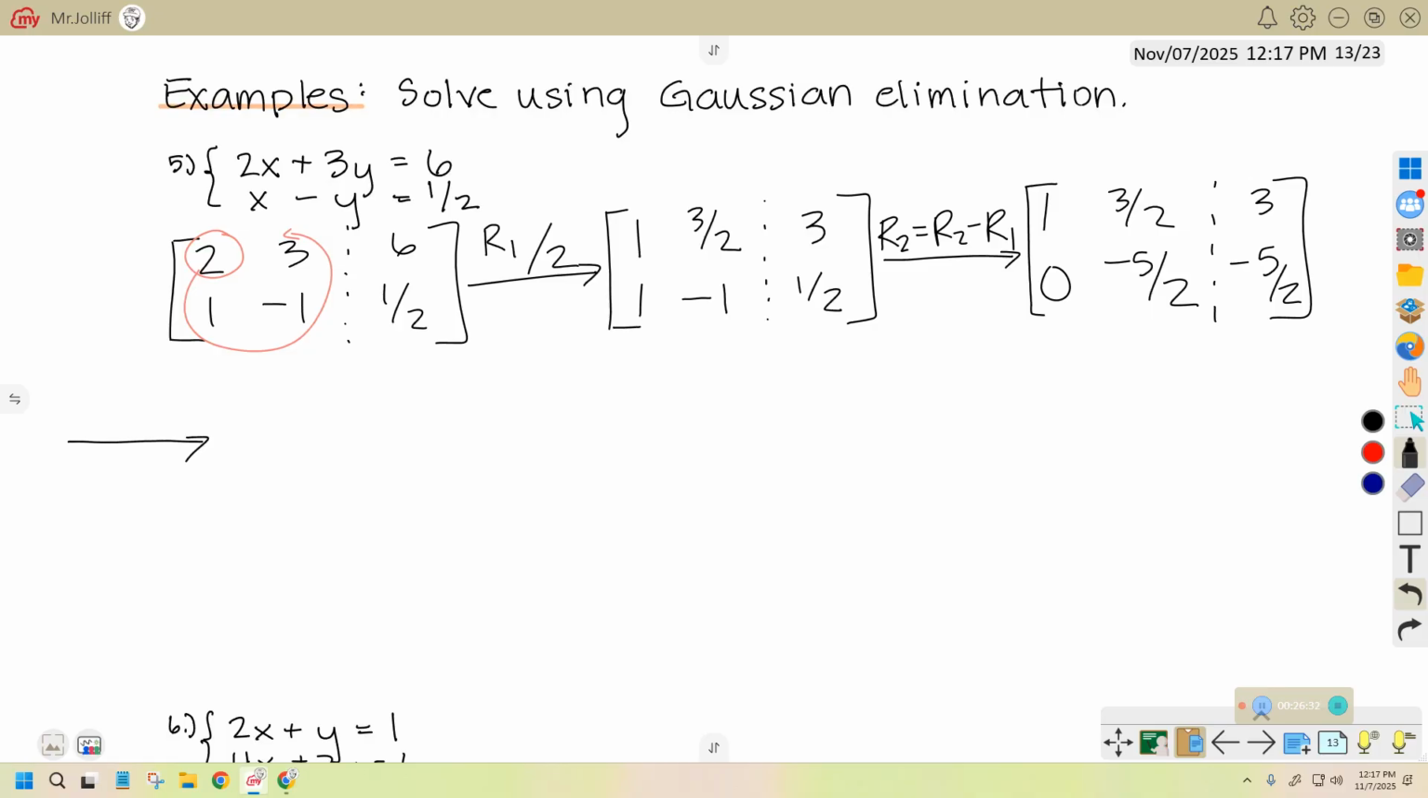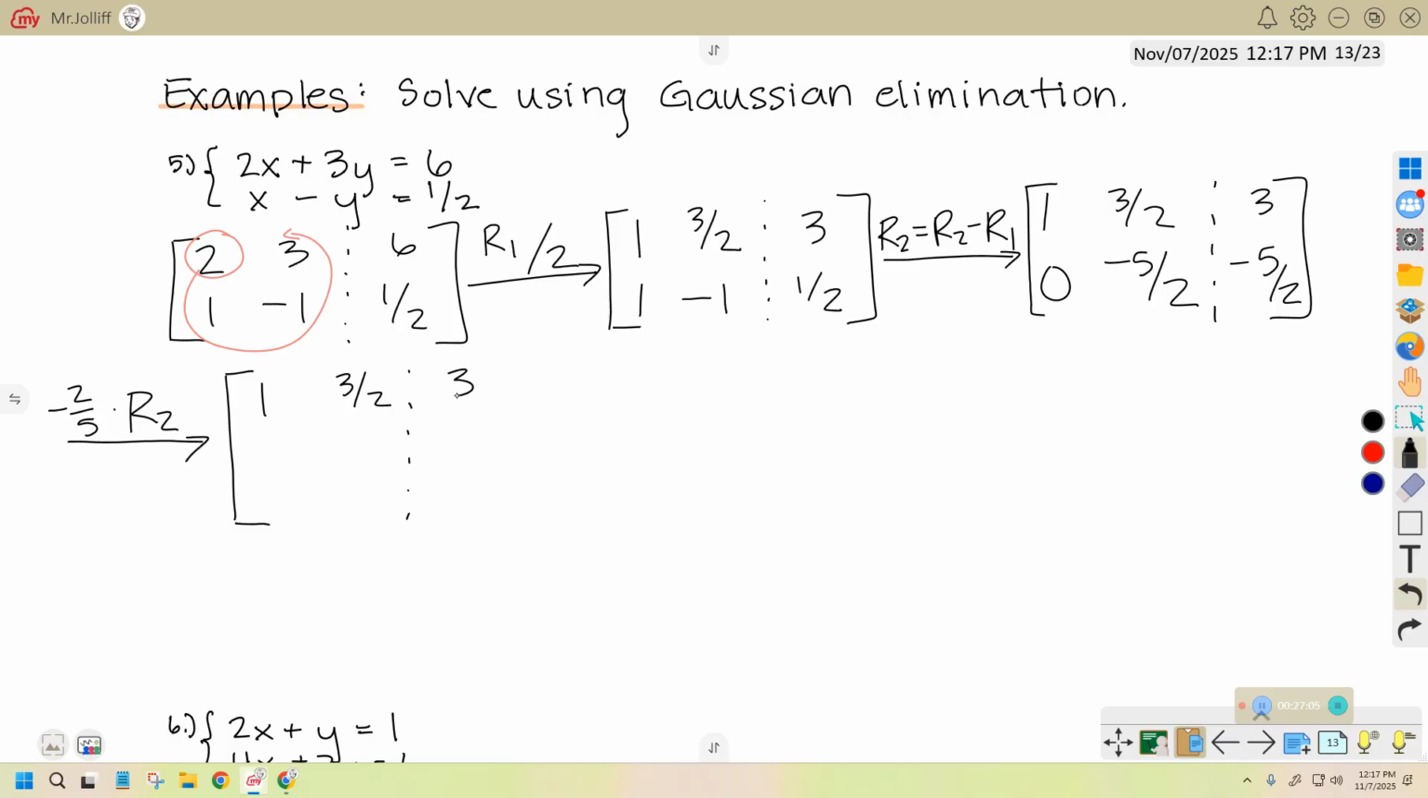So I'm going to take row 2, and I'm going to multiply it by the reciprocal of 5/2. What's the reciprocal of 5/2? 2 over 5. So times negative 2 over 5. Which row is not changing? Row 1. So I'm going to copy row 1. 1, 3/2, 3. And then I'm going to multiply row 2 by negative 2/5.